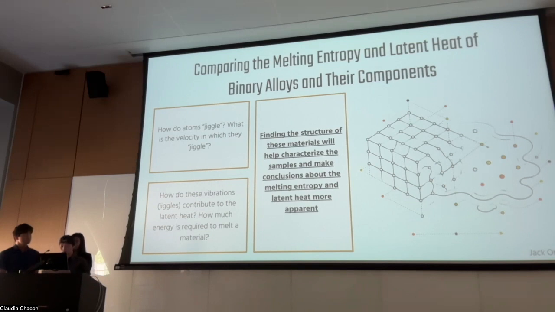We believe that finding the structure of these materials will help characterize the samples and make conclusions about melting entropy and latent heat more apparent. Our logic was that if we could precisely map the crystal structures of our three binary systems, the bismuth tin, lead tin, and zinc tin alloys, and compare them to their pure components, we could see exactly how the atomic environment dictates these thermal properties. Ultimately, our focus was to prove that the structural arrangement of the atoms is what determines the energy and disorder involved in the melting process.